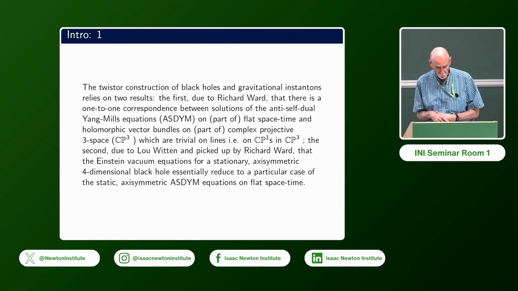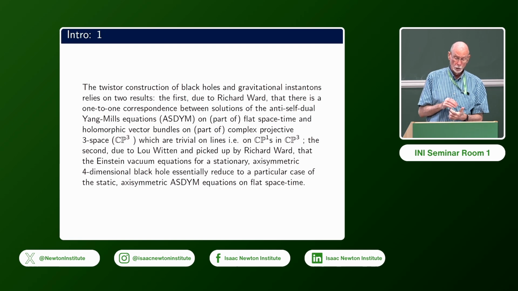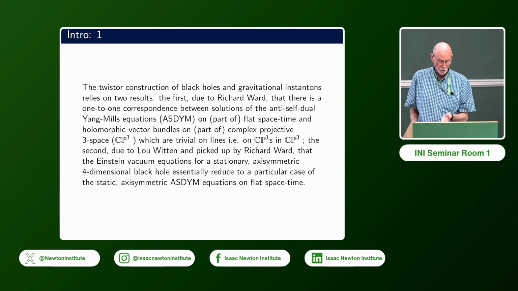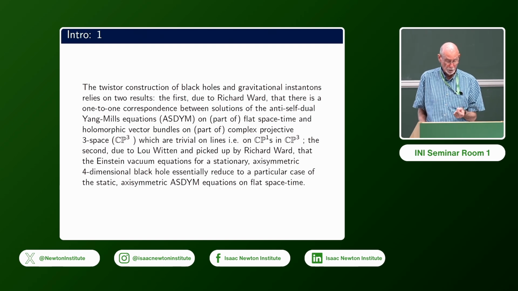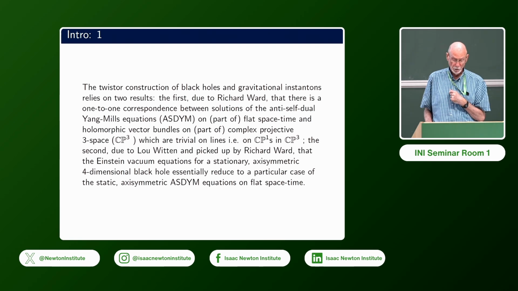So the second part of the story is due to Lou Witten, who's father of the more famous Ed. And Lou Witten obviously knew that the twistor people should feast on what it was he said, and indeed Richard Ward picked it up. And what Lou Witten pointed out, and this is very end of the 70s, beginning of the 80s, that the Einstein vacuum equations for a stationary axisymmetric four-dimensional black hole, so he was thinking Lorentzian, the Einstein equations, you can boil them down in a certain way.